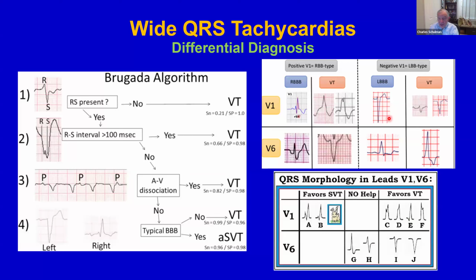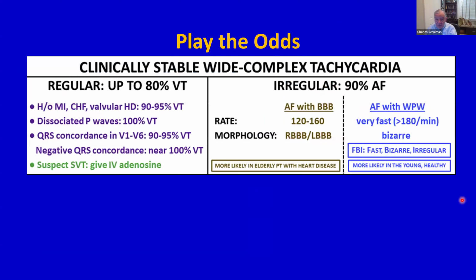And then for left bundle branch block configurations, a narrow complex, skinny R wave with a prompt downstroke suggests aberration, whereas a wide R wave and a slurring on the downstroke suggests ventricular tachycardia.